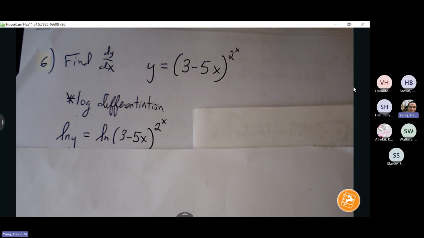So power rule here, chain rule, this also works. If it was x squared minus 6 to the fourth, that's also power rule, chain rule. As soon as I have a variable raised to a variable, we're stuck. We have to go through log differentiation.